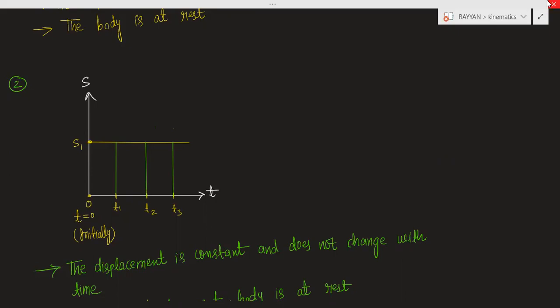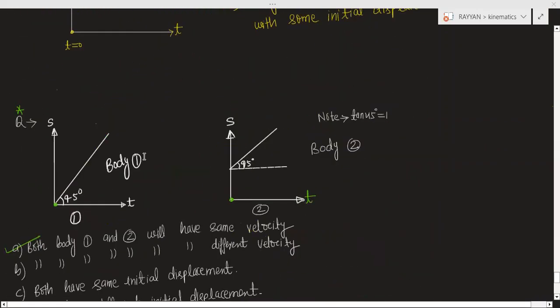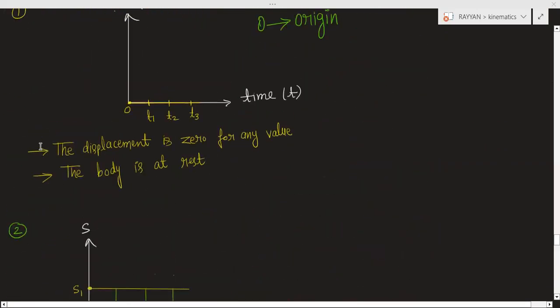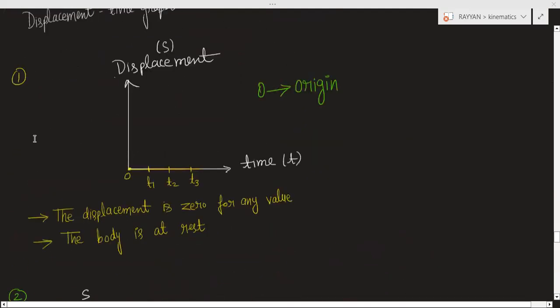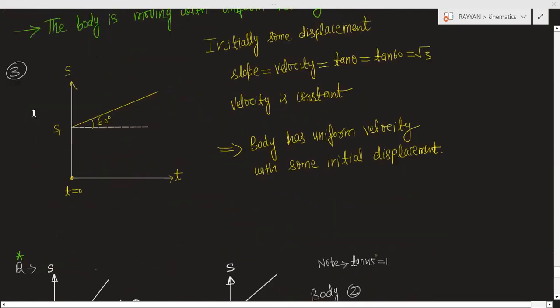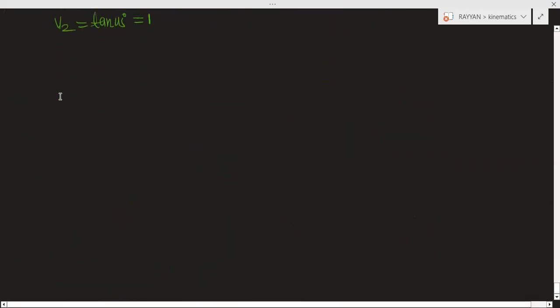So almost all the types of graph we discussed. One graph is left. This is graph number 1, graph number 2, graph number 3. This should be graph number 4. Graph number 5 we will discuss now.